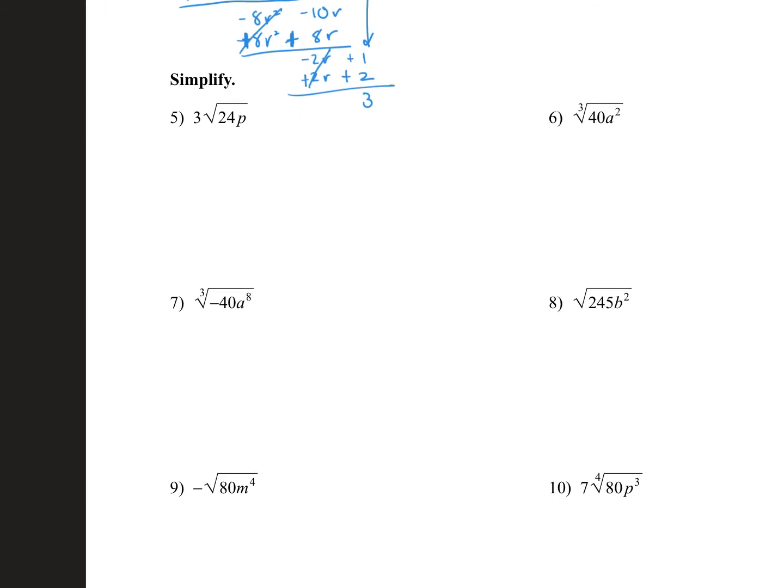Alright, so the next part of the test, we're going to be simplifying. So there's some radicals that you don't have to do any math before. It already gives you the radical. We just have to break it down. Sometimes we're going to have to multiply. Sometimes we're going to have to divide. Let's do the even ones here.